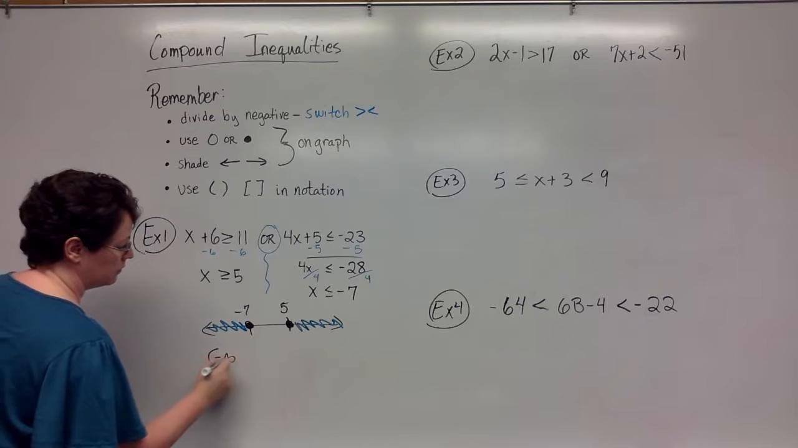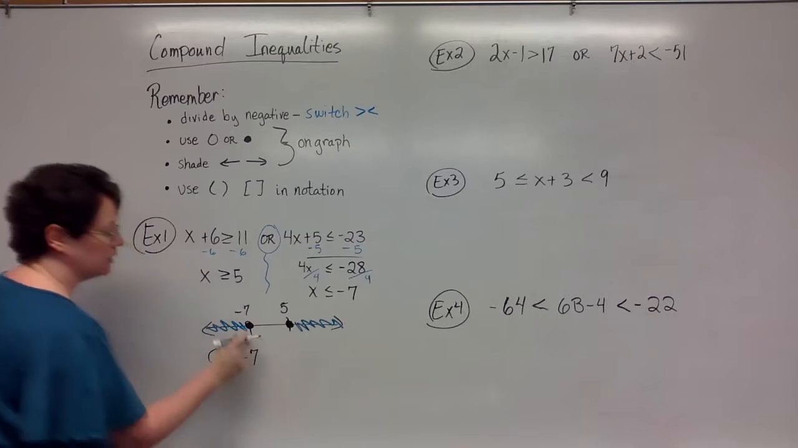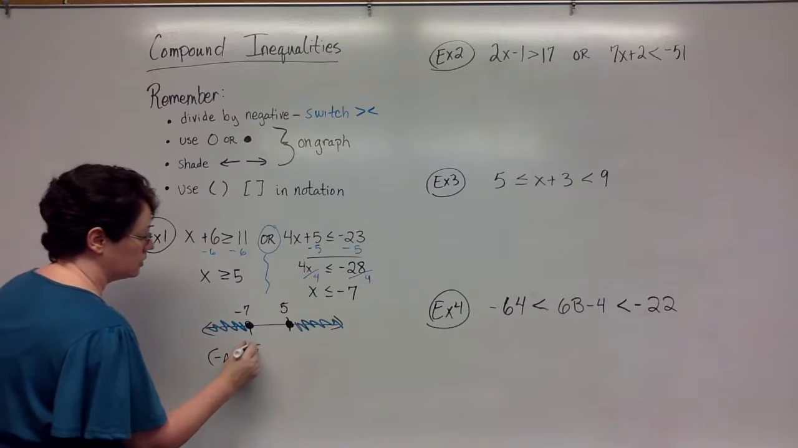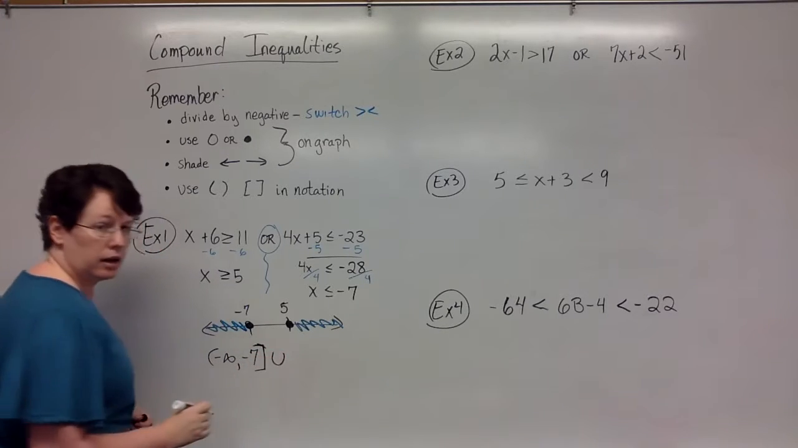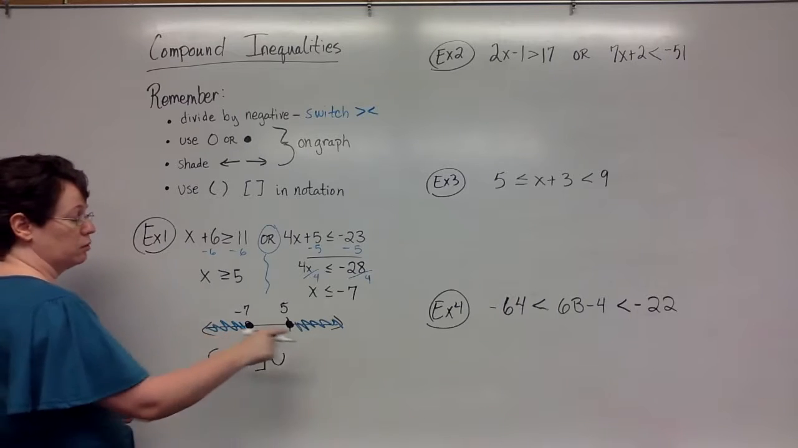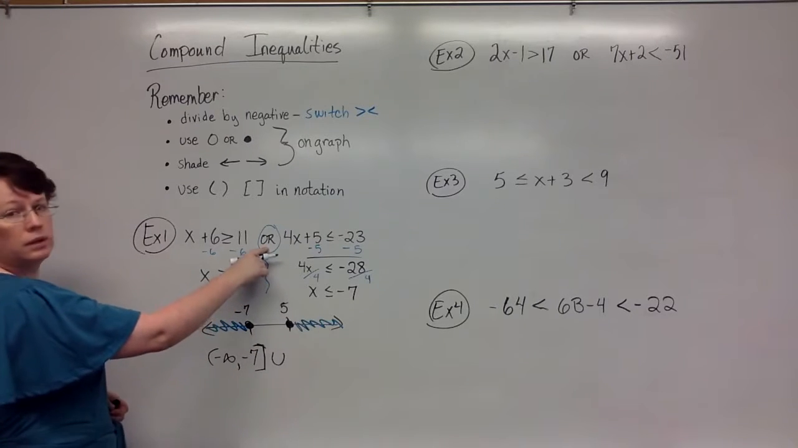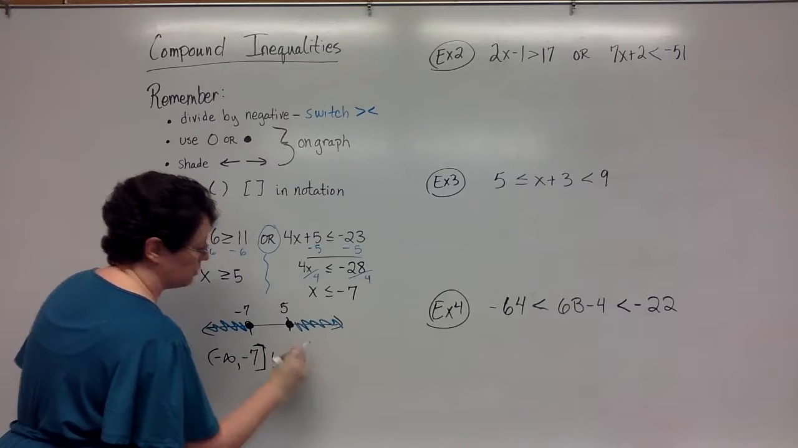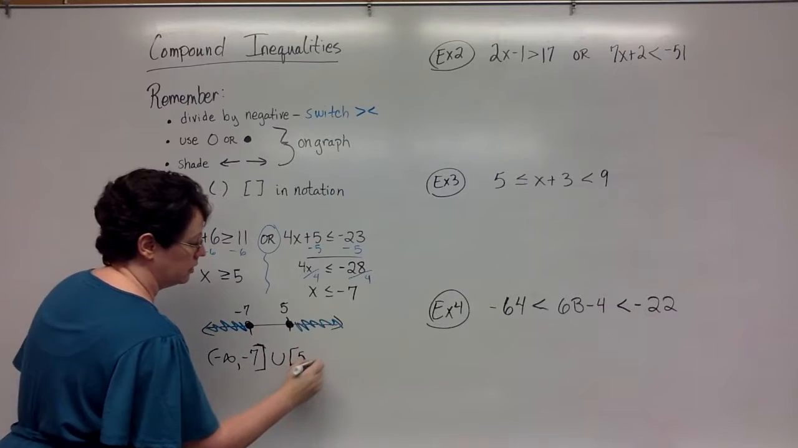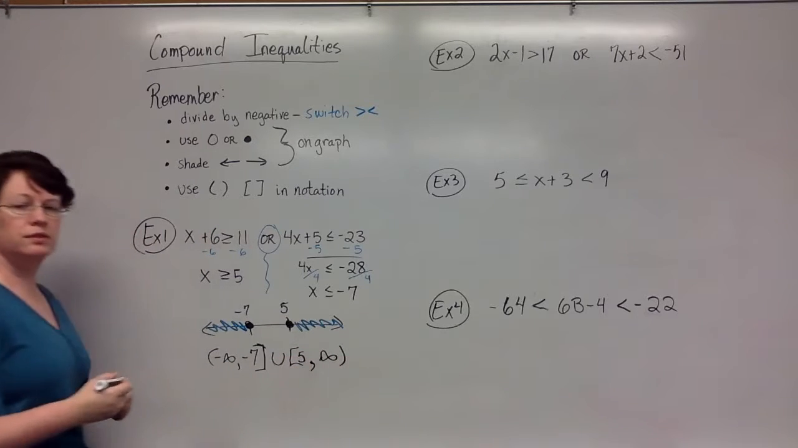So I'm going from negative infinity all the way up to that negative 7. Negative 7's included, so I have a square bracket. Let's see if I can make a square bracket. I have my U shape because it's an or. It's at one end or the other, and they even told me that at the beginning of the problem. Then I'm going to start with 5, who gets a bracket because it's a solid dot, and go to positive infinity.